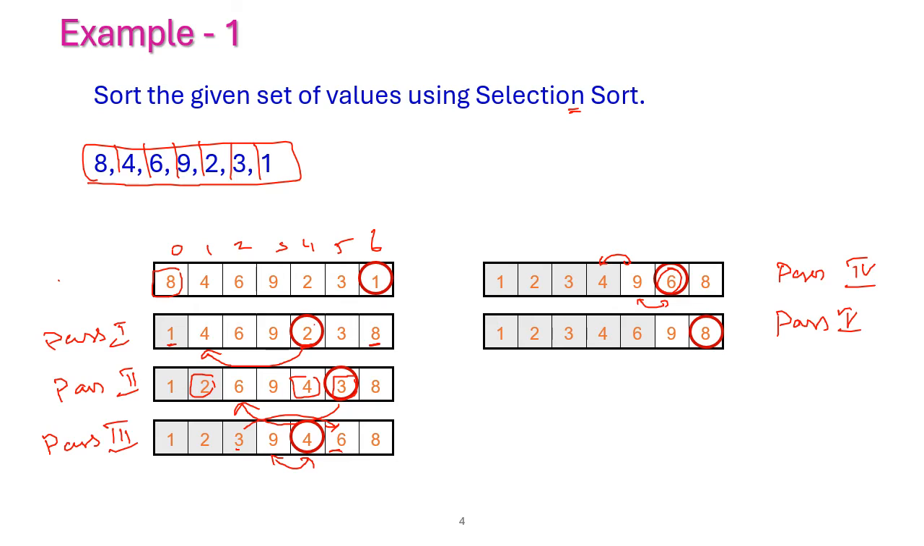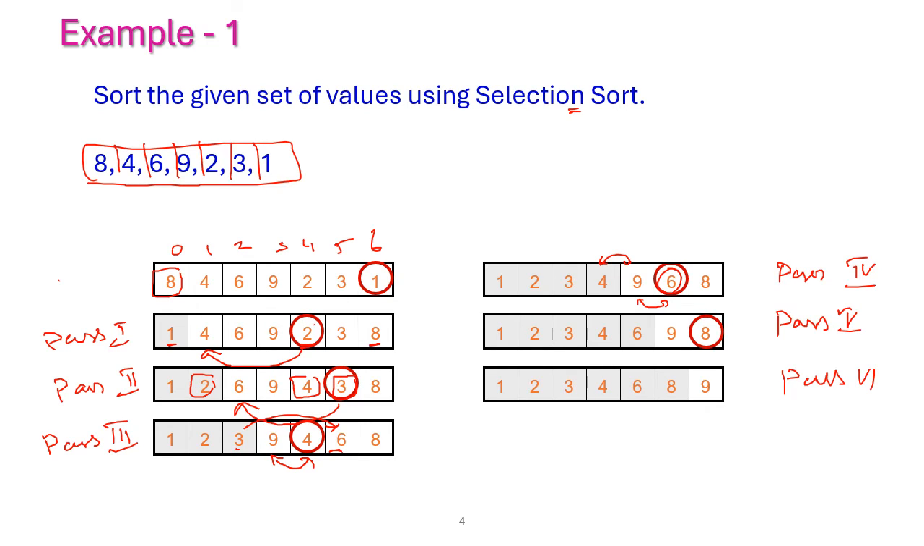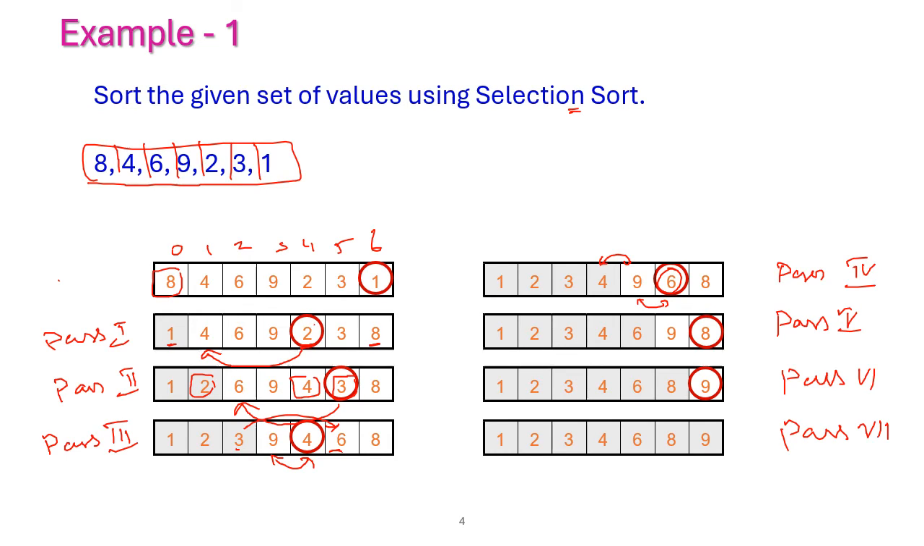Okay, and the next minimum value is 8. See, at the end of pass 6, 8 is getting its right position, and 9 is the last one, and it is actually placed in its right position. So this is pass 7. Okay, so it takes 7 passes to sort all the data items in the list.